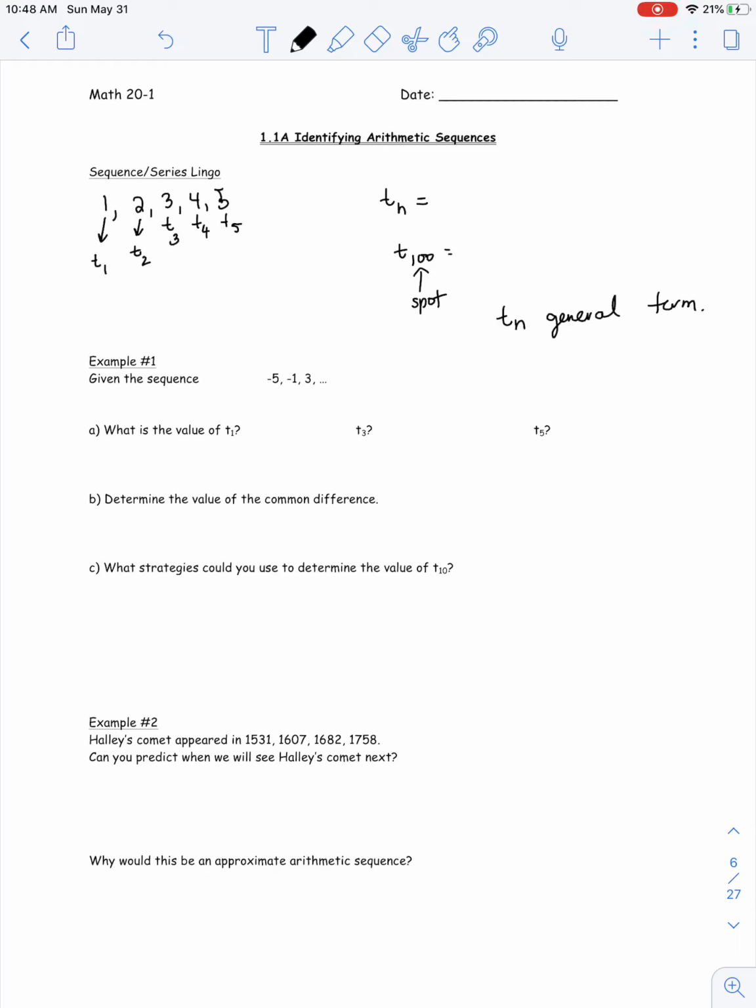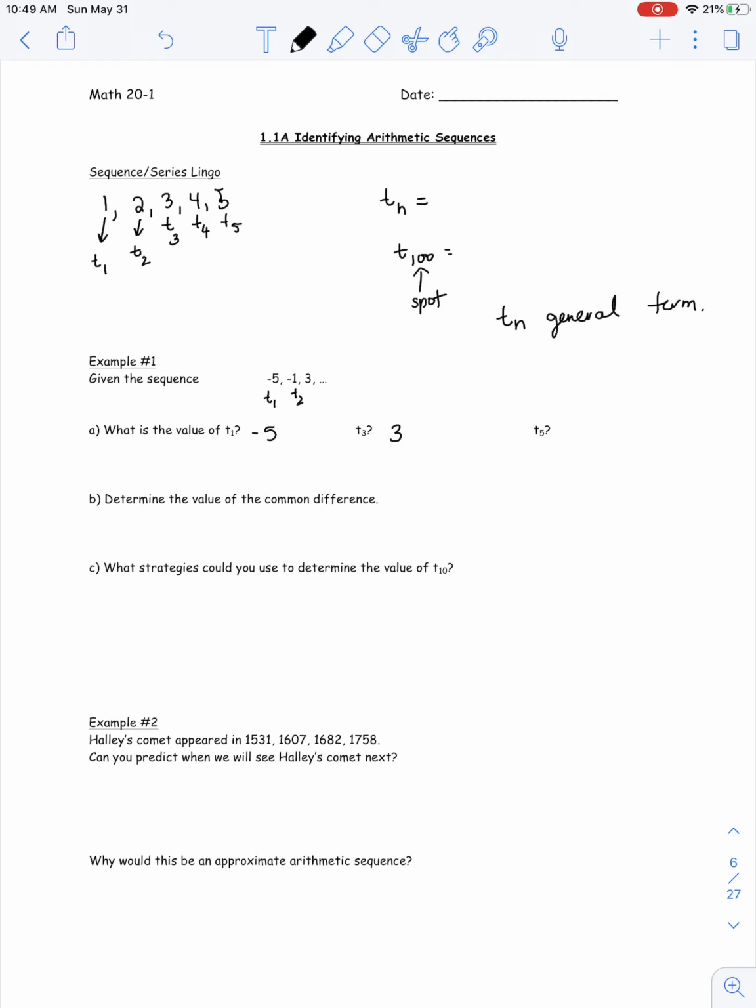So example number 1, they're giving us a sequence of numbers. They're giving us 3 terms. So each of these separated by comma is a term. So T1 is -5. T2 is -1. And T3 is 3. They're asking us to solve for term 5.